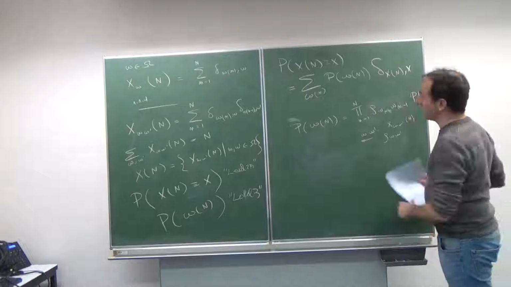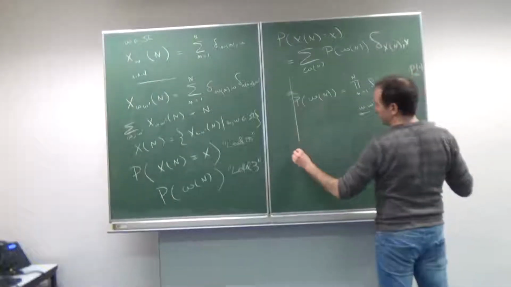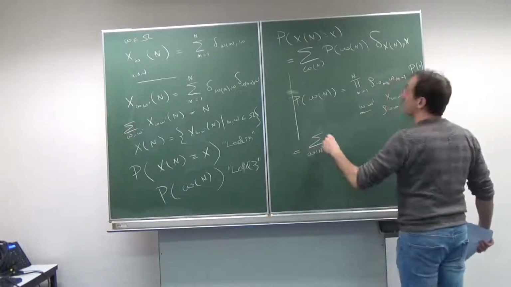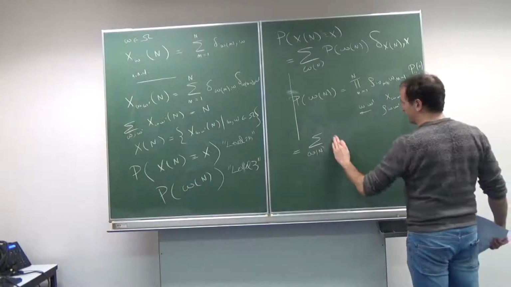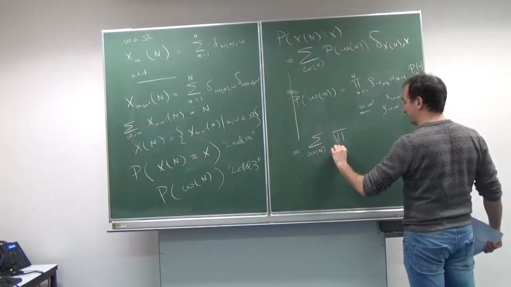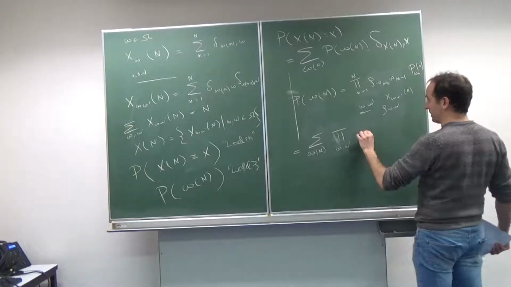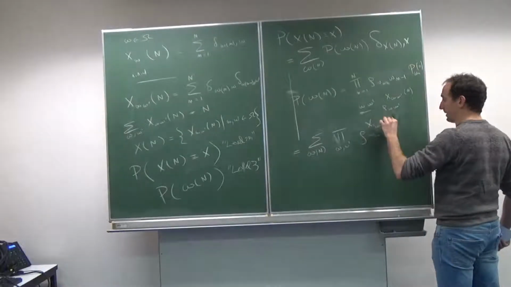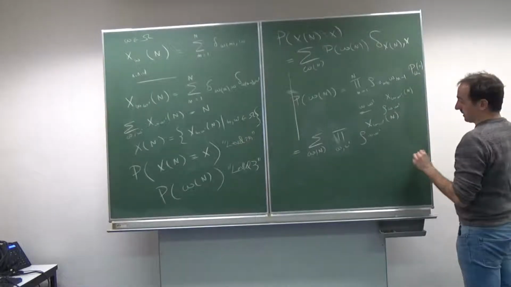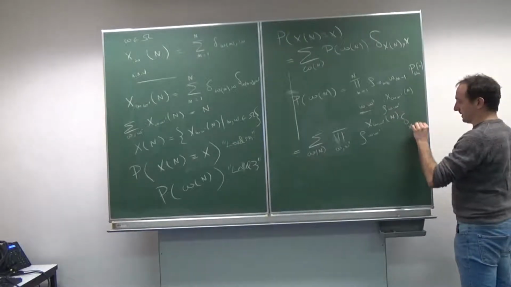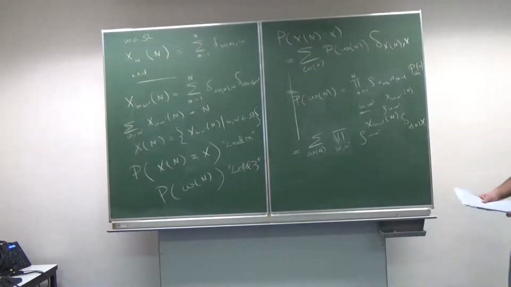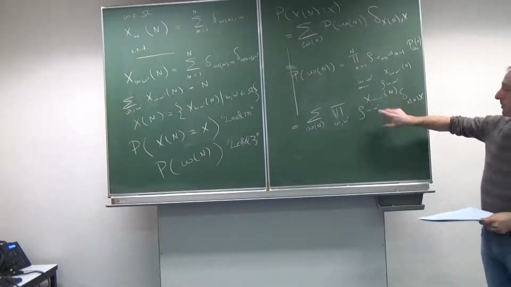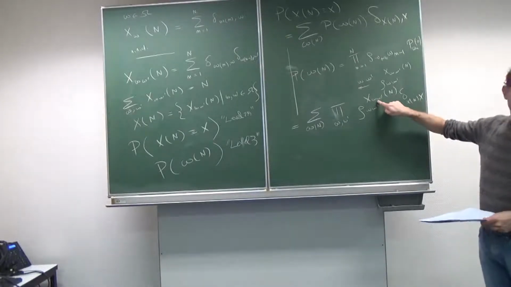So we notice that we can write this as a sum of probability. Well, the probability now is a product over omega, omega prime, rho omega omega prime to the x omega omega prime, and delta x and x.